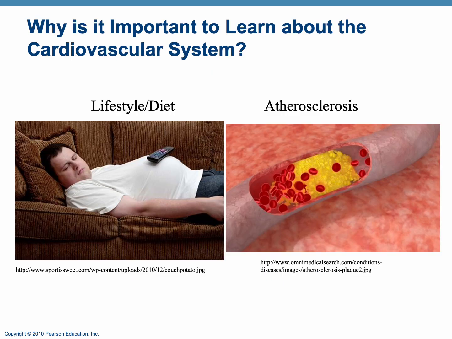So why is it important to learn about the cardiovascular system? Well, heart disease is still one of the number one killers in North America. So it's very important to make sure that you're eating a healthy diet and that you are exercising. Those are very key for many Americans because the majority of Americans aren't getting enough exercise, and they're not eating a well-balanced diet of fruits and vegetables and lean proteins.